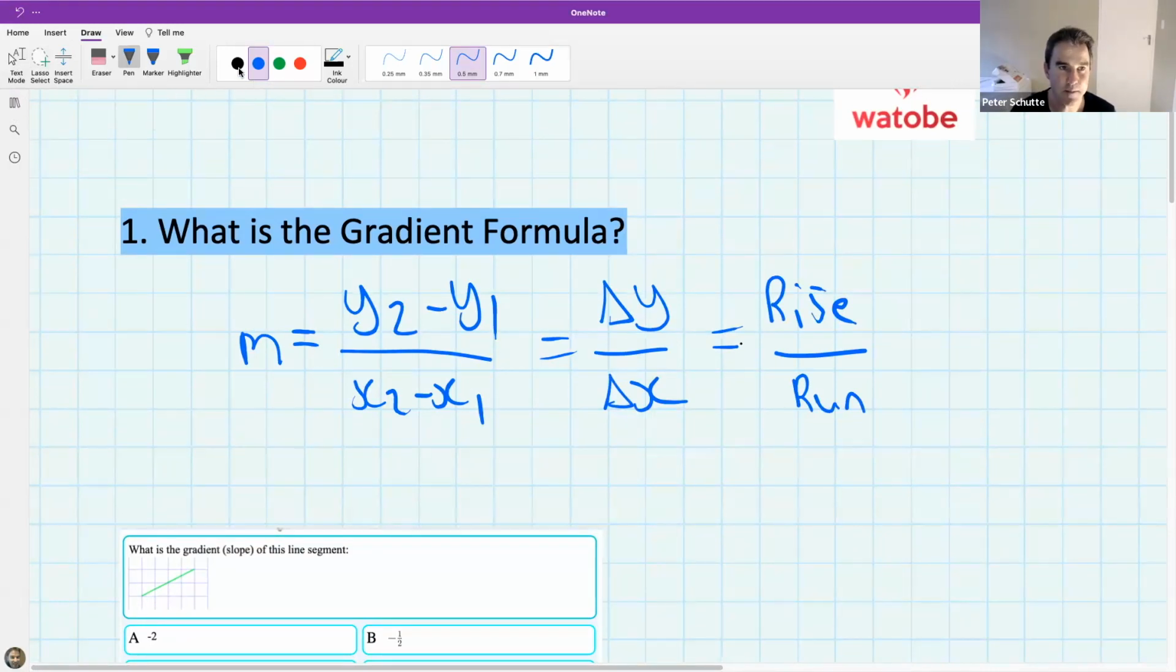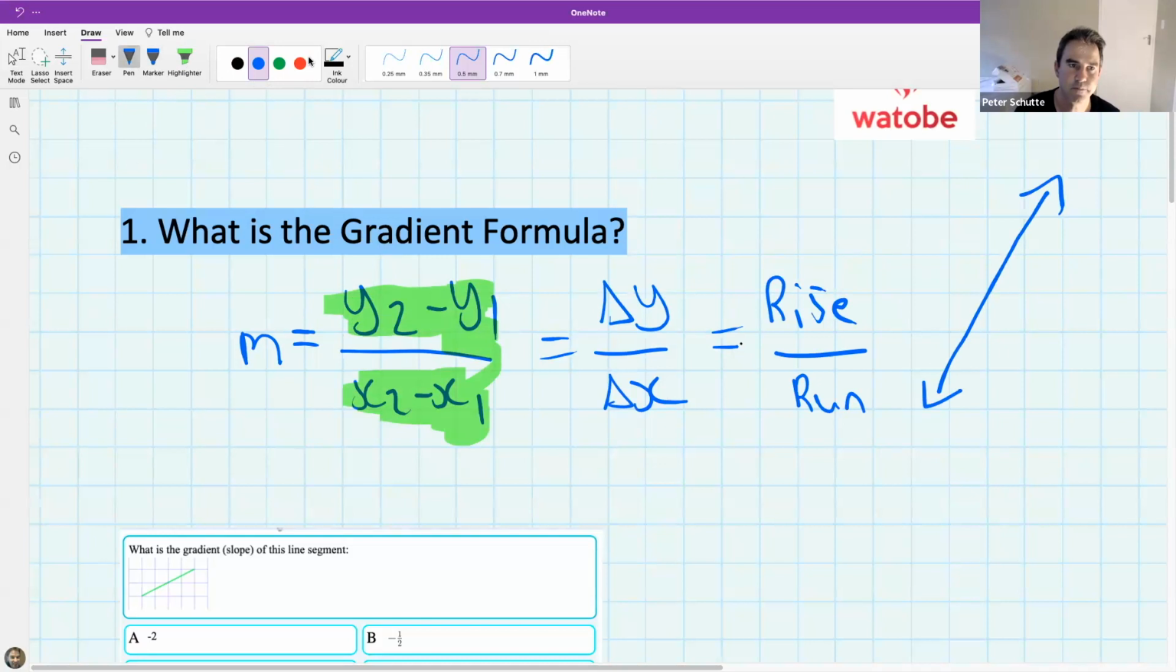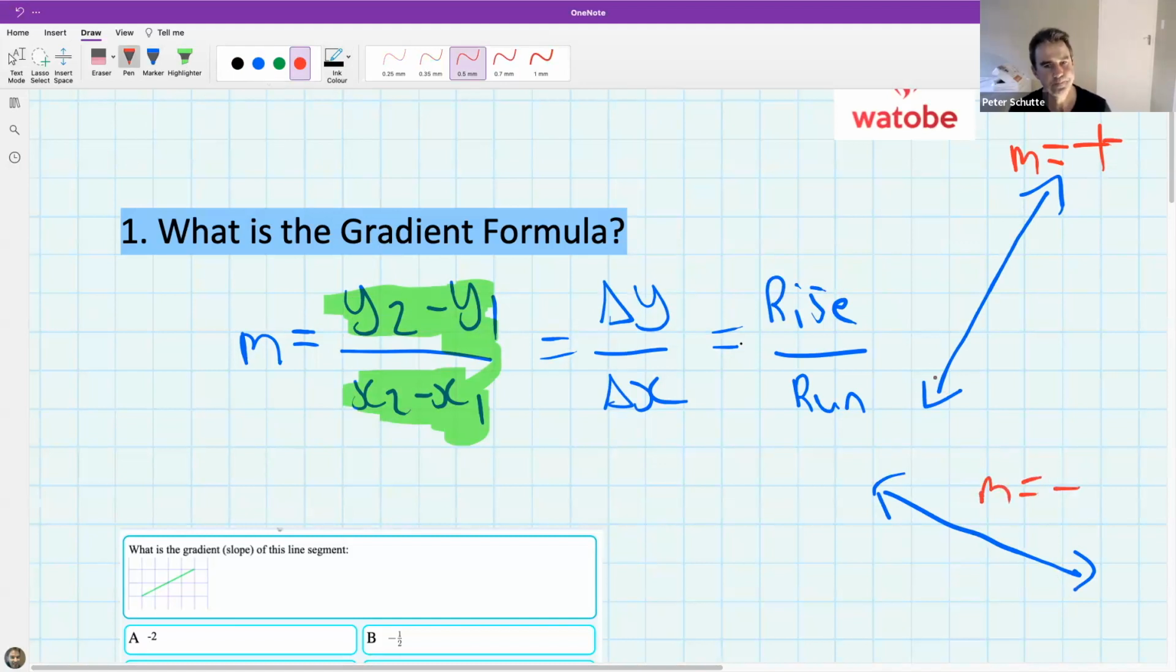Most of the time in grade 11, you end up using this formula, but it is also important to understand what gradient is by just looking at a picture. So we'll practice that a little bit today. Important idea, if a line goes in that direction, gradient is considered to be positive, okay? But if a line goes in that direction, gradient is considered negative. And I'm sure most of you have seen these ideas before.